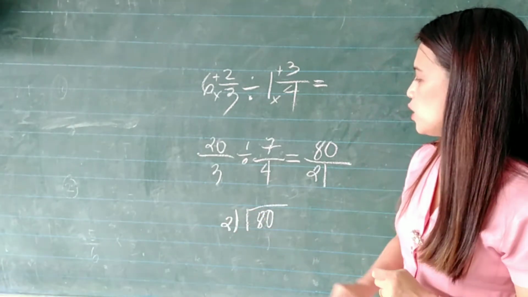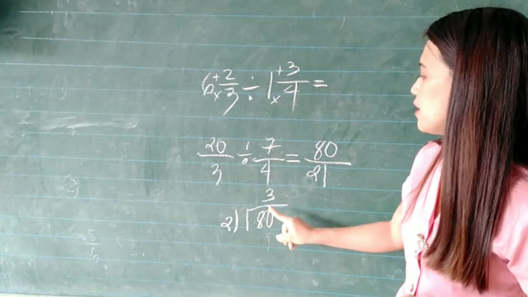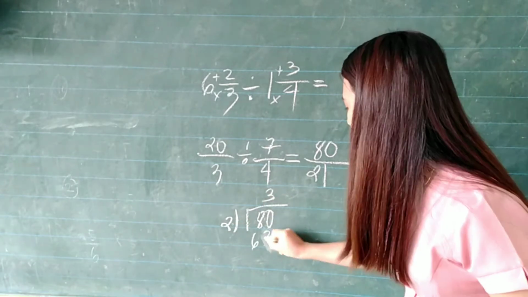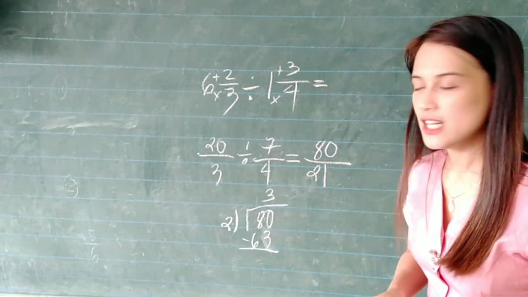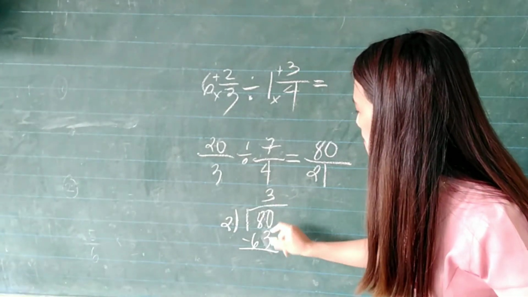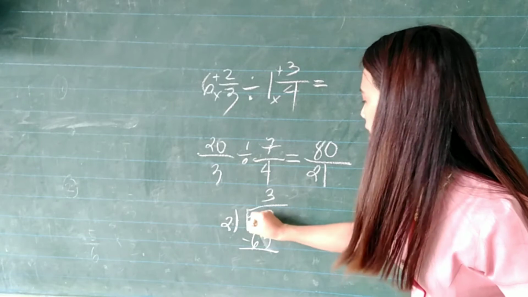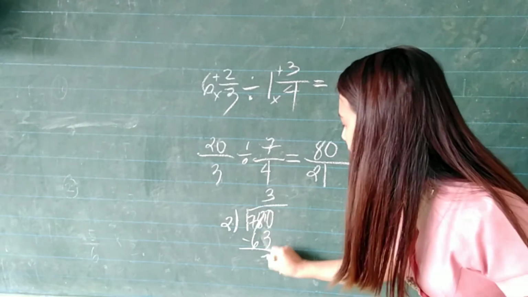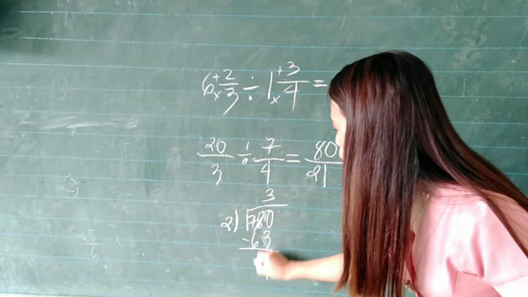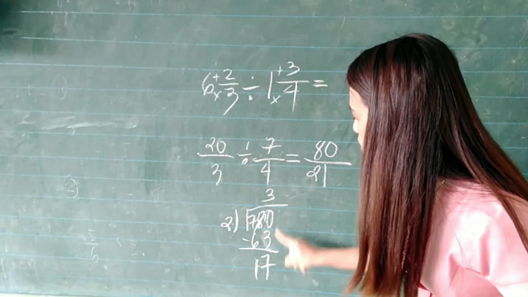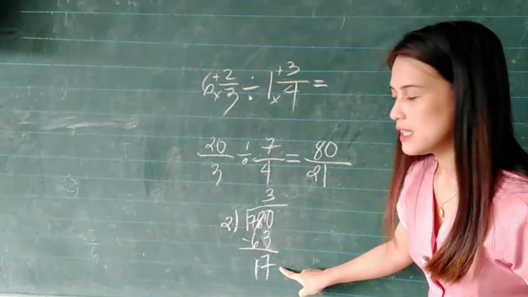So 80 divided by 21, 3. 3 times 21, and then minus. So 10, this one becomes 10. Regroup natin siya. 7. So 10 minus 3, 7. 7 minus 6, 1. So since wala naman tayo mag-bring down, stop na ta.